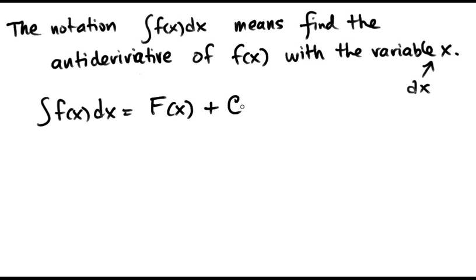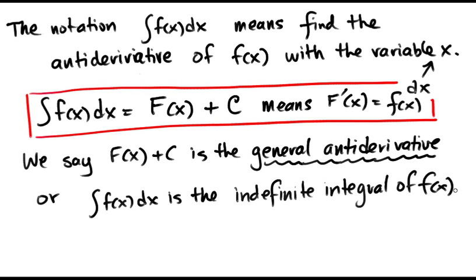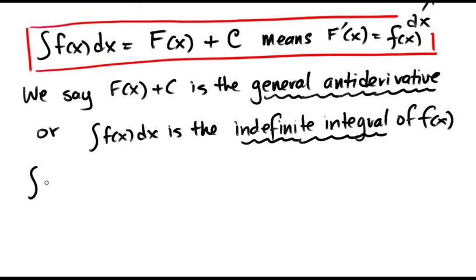So this is the notation we use, which finds the general antiderivative, or the indefinite integral of f of x. Capital F of x plus that constant is the general antiderivative, or we can talk about the integral, and the integral of f of x dx is called the indefinite integral of f of x. So a couple symbols for you. This symbol here is called the integrand, and that little dx has a special name. It is called a differential.